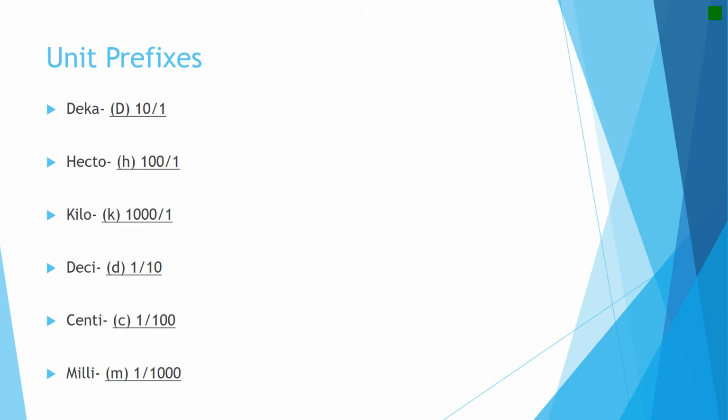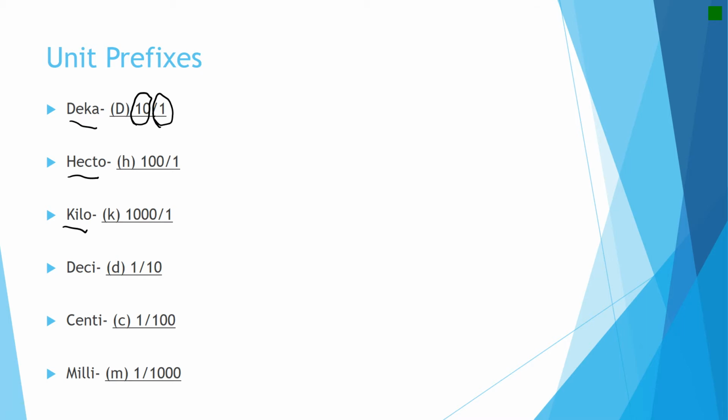Now that's all fine and dandy to know those base units, but what's amazing about the metric system is it's based off of tens. So all you have to do is add a prefix to make your base unit bigger or smaller. And these are the ones that you're going to have memorized. You have deca, you have hecto, you have kilo. So a deca means that you have 10 of your base units for every one of your deca unit.